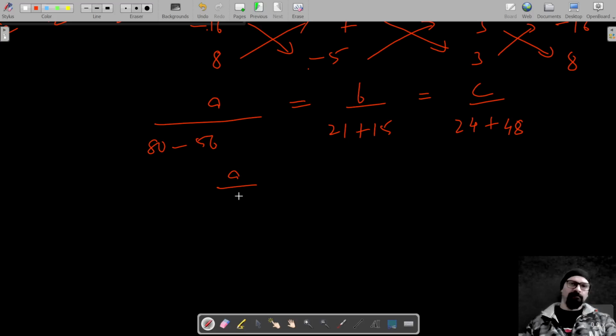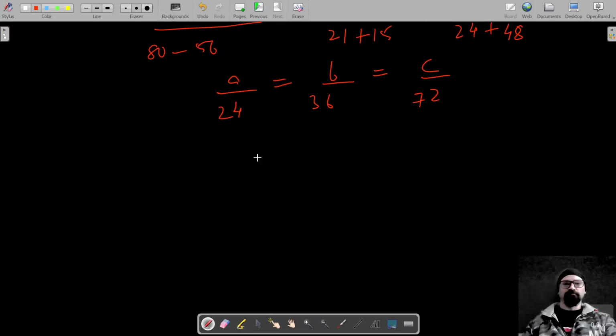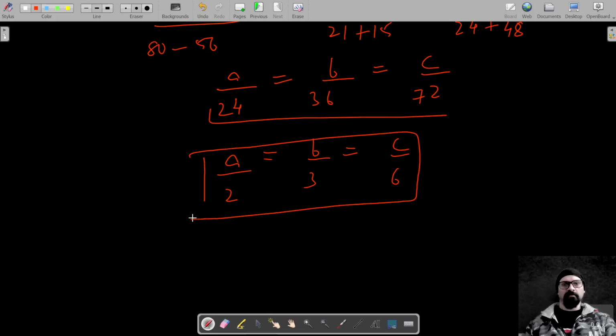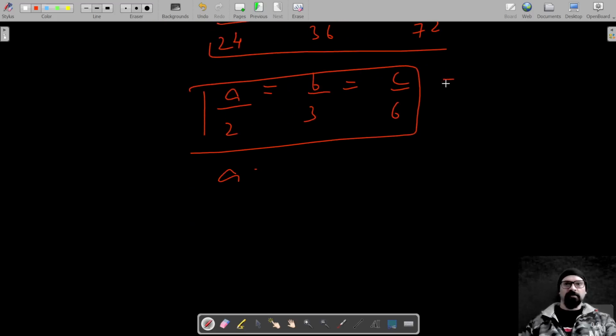So this gives me a upon 24, b upon 36, and c upon 72. For this we can take 12 common. So it's a by 2, b by 3 is equal to c by 6, since 12 sixes are 72. Let's say this is equal to k. So a is equal to 2k, b is equal to 3k, and c is equal to 6k.